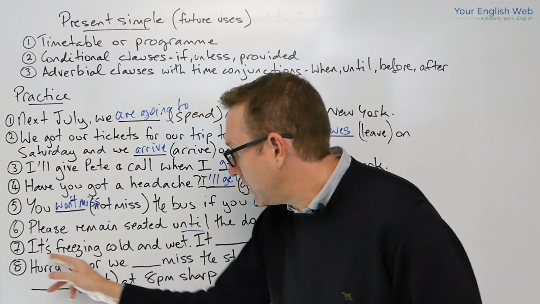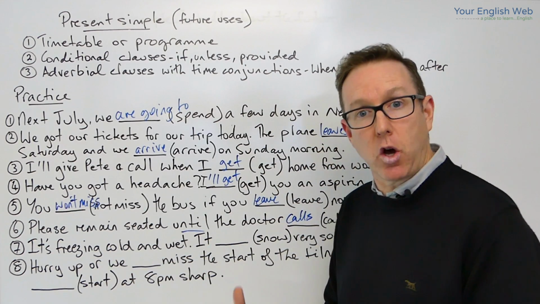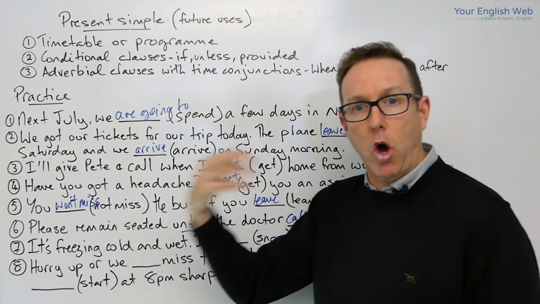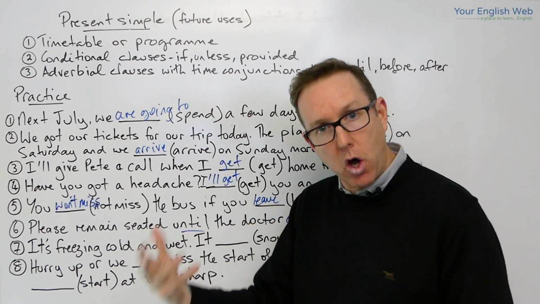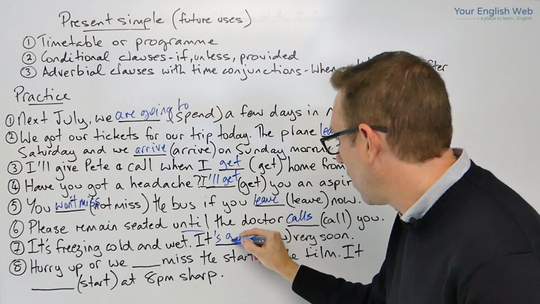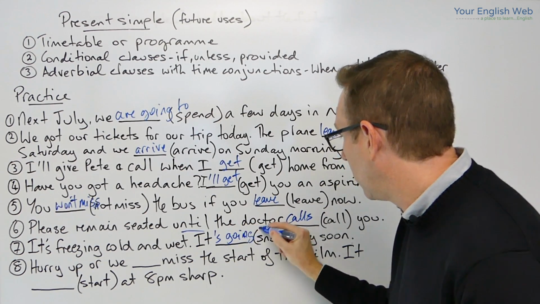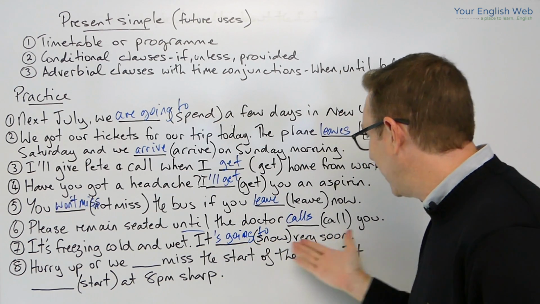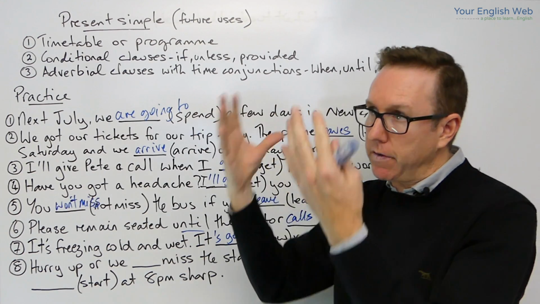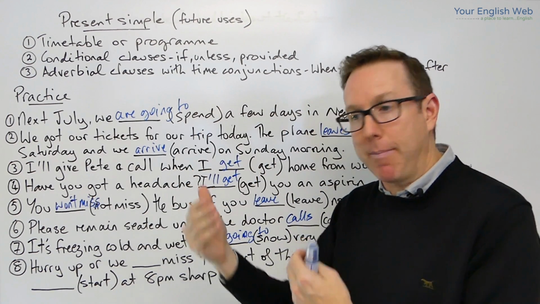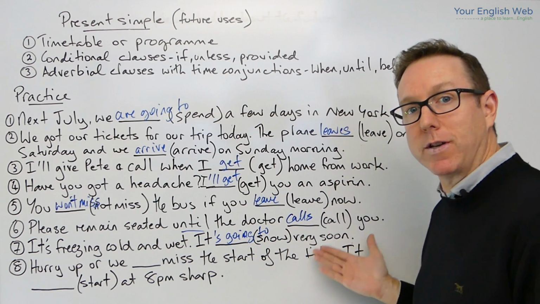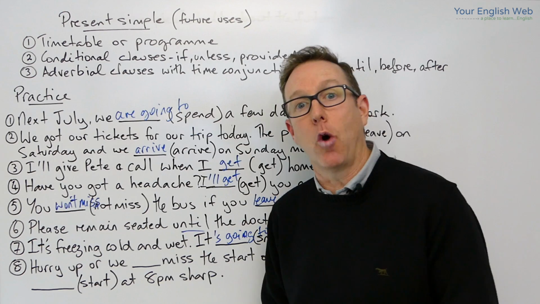Number 7. It's freezing cold and wet. It something snow very soon. Going to, it will, it snows. Which one do we use? It's going to snow very soon, okay? It's freezing cold. I can more or less see because of the conditions that it is going to happen. It's going to snow. It's freezing cold and wet. It's going to snow very soon. So in this sense, we need to use going to.